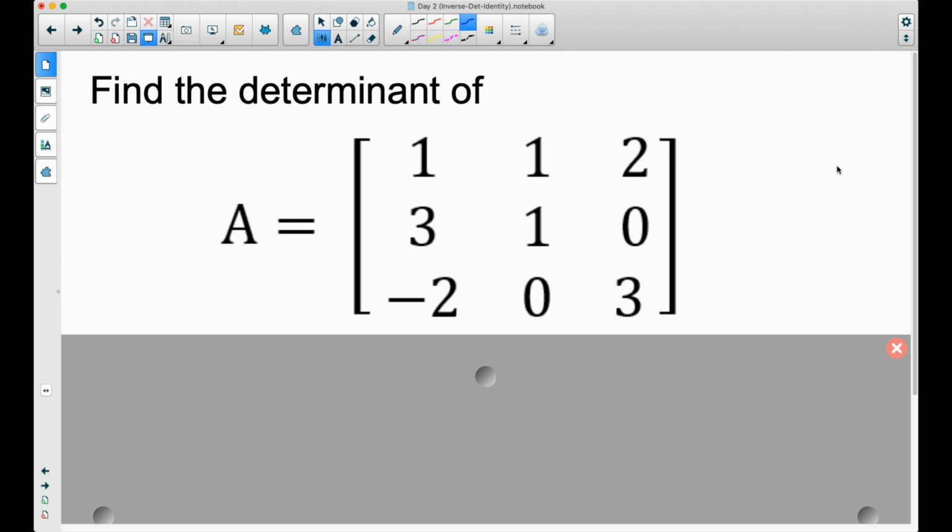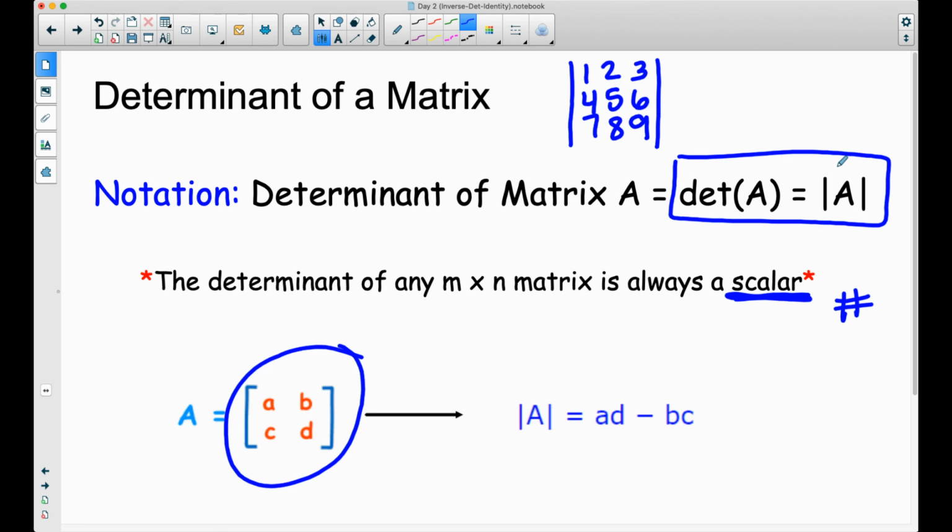All right, go ahead and type this in as matrix A. Did you say it was A equals AD minus BC? Is that what it said? You got it?